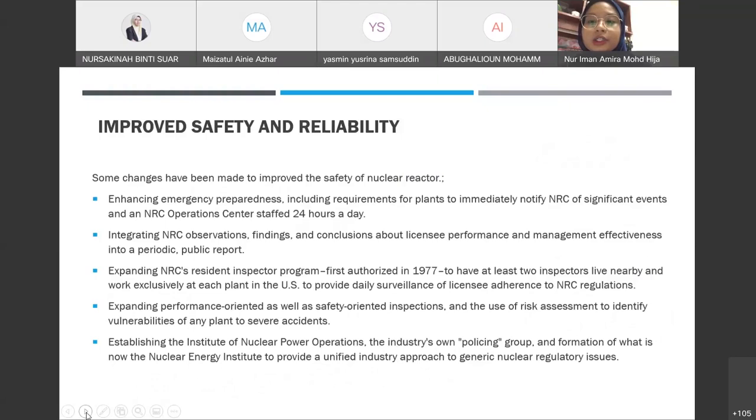In conclusion, today the TMI-2 reactor is permanently shut down and 99% of its fuel has been removed. Unit 1 was restarted in the fall of 1985 and provided power to the residents of the area until September 2019. So that's all about Three Mile Island. I pass to my friend for the next incident.